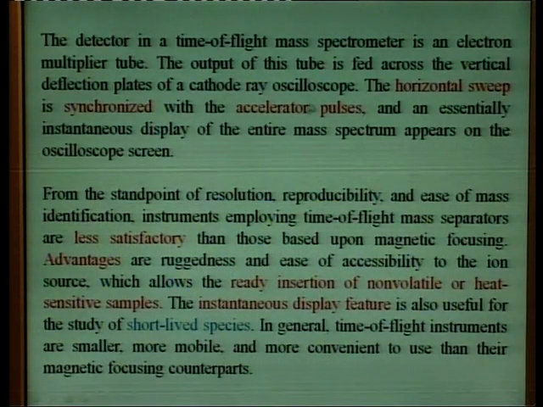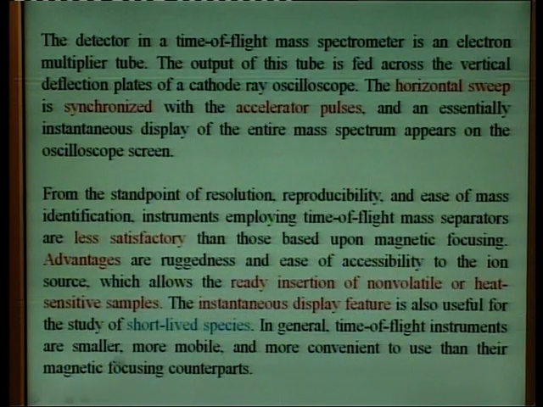So, this is again the synchronization of the pulses. The horizontal sweep is synchronized with the accelerated pulses. But these time of flight mass separators have less satisfactory results. The advantages are the ready insertion of non-volatile and heat sensitive samples. Second, the instantaneous display feature. This is another benefit for short lived species.